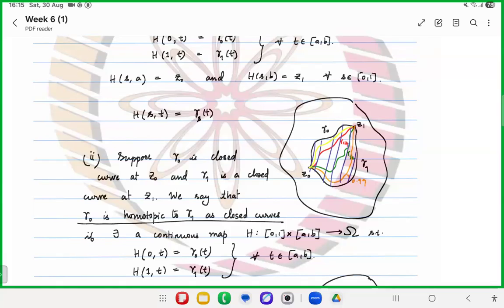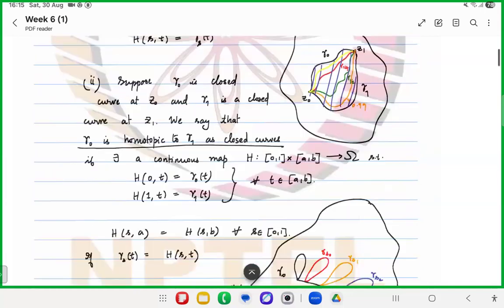So homotopy is kind of continuous deformation of curves. Okay, so if we are able to deform gamma naught continuously to gamma 1, we say gamma 1 and gamma naught are homotopic. And if in this process endpoints are fixed, we say homotopic with fixed endpoints.